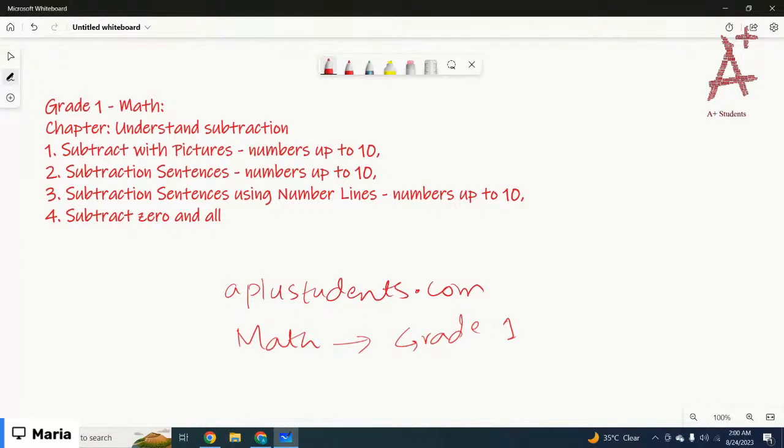We're going to start with the chapter Understand Subtraction, and the lessons we're going to cover from the chapter are subtract with pictures numbers up to 10, subtraction sentences numbers up to 10, subtraction sentences using number lines numbers up to 10, and subtract 0 and all. So let's just start with the lesson.